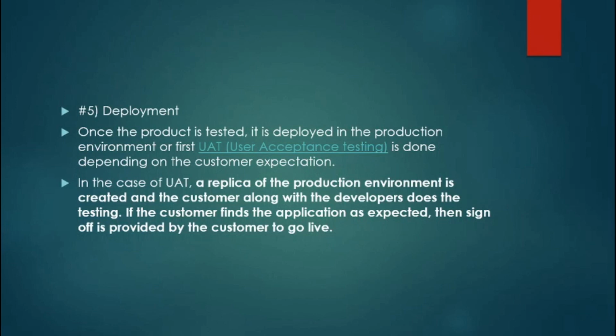Fifth phase is the deployment phase. Once the product is tested, there is an environment called the UAT environment. It is a replica of the production environment which is created for the customer, and the code is deployed in that particular environment. Why is it done? Because before releasing the application or software into the market, or before go live, we want to make sure from the customer that the application is as expected. Once they test the application in the UAT environment and provide the sign off, then that software or product is ready to go live.